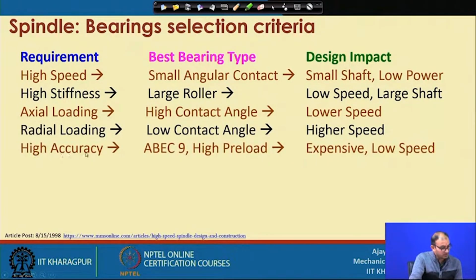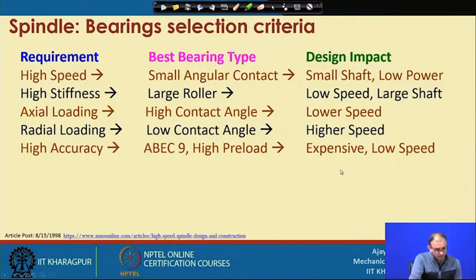High accuracy means the dimensions of the inner bore, outer bore, races, as well as the complete dimension. For this there is one particular standard, the American Bearing Engineering Committee, ABEC 9, and I will show you these symbols in the next slide. And high preload is required, because if your preloading is not very high, the ball will not firmly grip between the inner race and outer race, and because of that you will not get the higher accuracy.